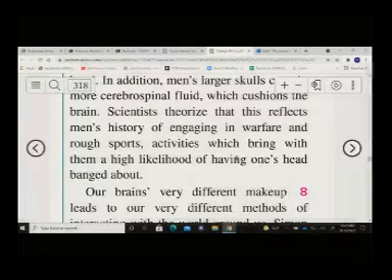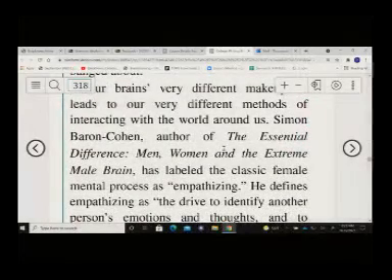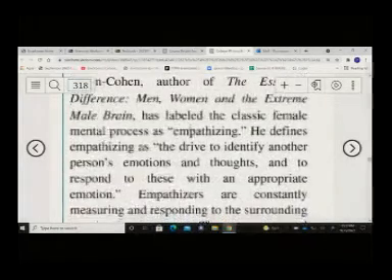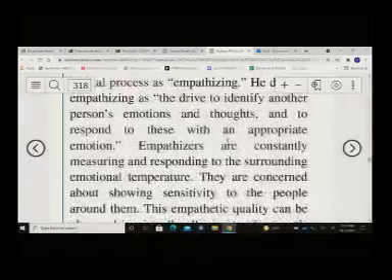Our brain's very different makeup leads to our very different methods of interacting with the world around us. Simon Baron-Cohen, author of The Essential Difference: Men, Women, and the Extreme Male Brain, has labeled the classic female mental process as empathizing. He defines empathizing as the drive to identify another person's emotions and thoughts and to respond to these with an appropriate emotion. Empathizers are constantly measuring and responding to the surrounding emotional temperature.